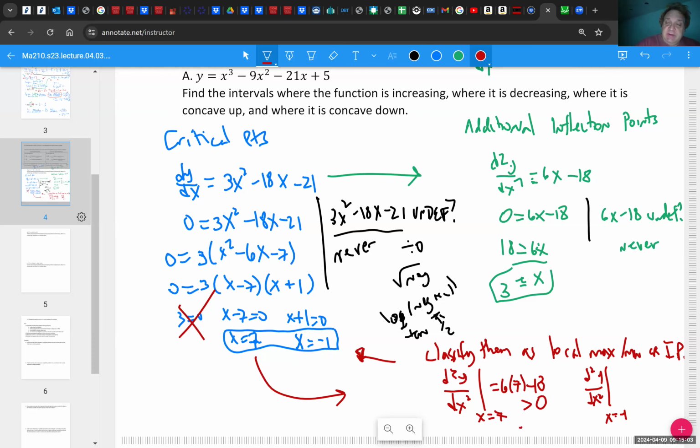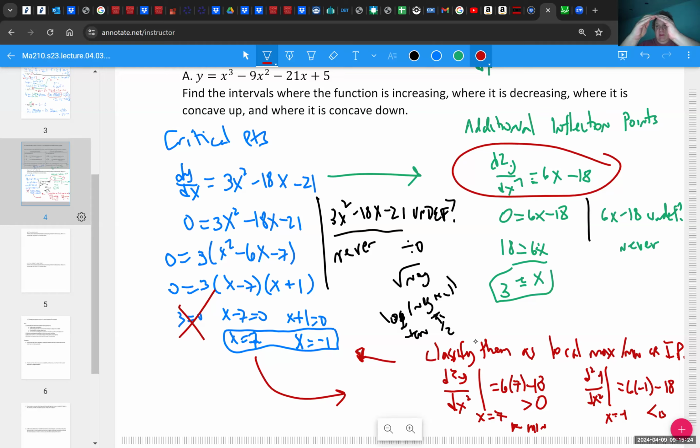So x equals 7 is a local minimum. Then plug in -1 into the formula 6x minus 18. We get 6 times -1 minus 18, that's -6 minus 18, which is more negative, so this is less than 0, which means it's concave down. And this concave down thing, what we call the top here, is a local maximum.